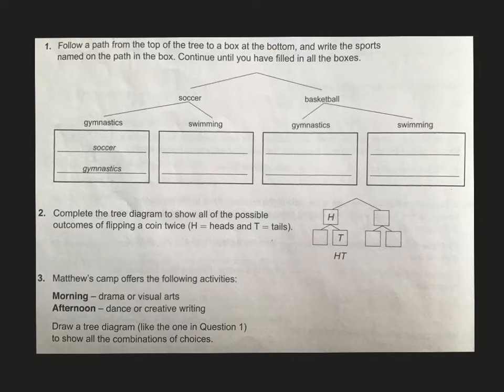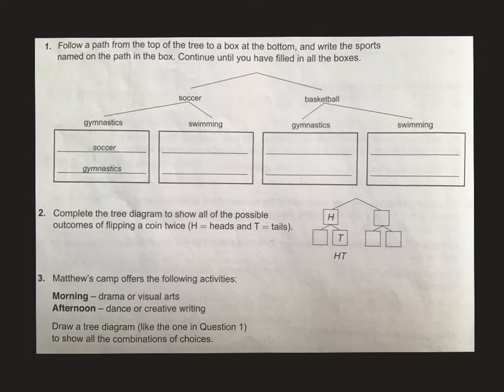Several of the questions in today's assignment are simply going to be giving you a scenario and asking you to draw a tree diagram to show the outcomes. So for the first question, you follow a path from the top of the tree to a box at the bottom and write the sports names on a path in the box. So what happens is your first choice is soccer, your second choice is gymnastics, so you write both of those choices in the box. So you'd follow this path down.